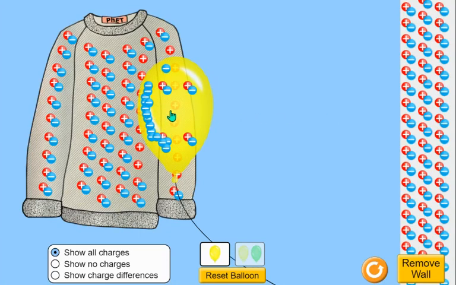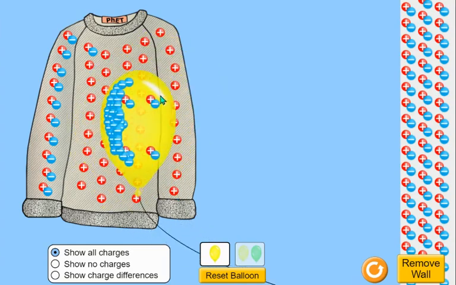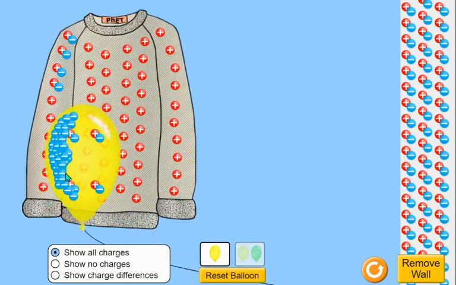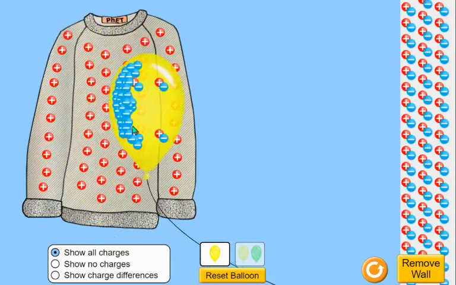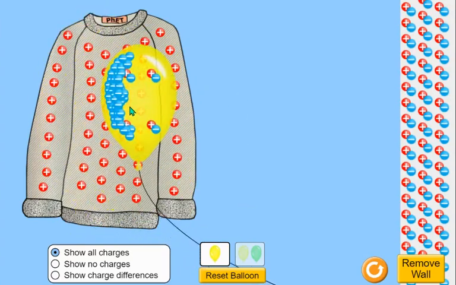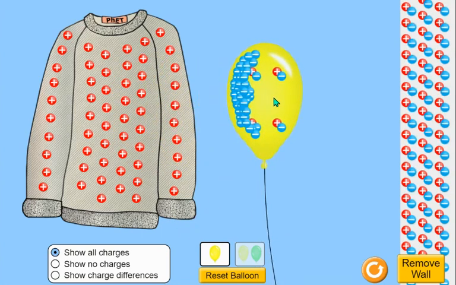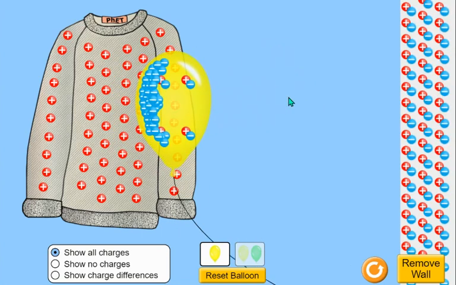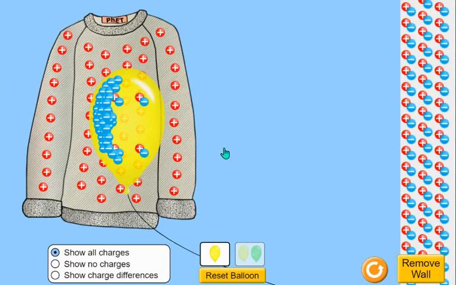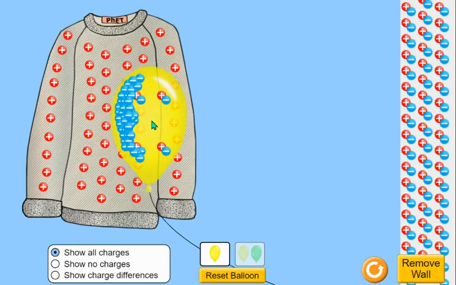Let's see what happens when I rub the balloon on the sweater. Do you notice what's happening? The balloon is collecting all of the negative charges from the sweater, and the balloon is now stuck to the sweater. If I pull it back, let's see what happens. Did you see how much faster the balloon attracted to the sweater with that many more negative charges attached to it? Let's see what happens when we take this negatively charged balloon over to the wall.